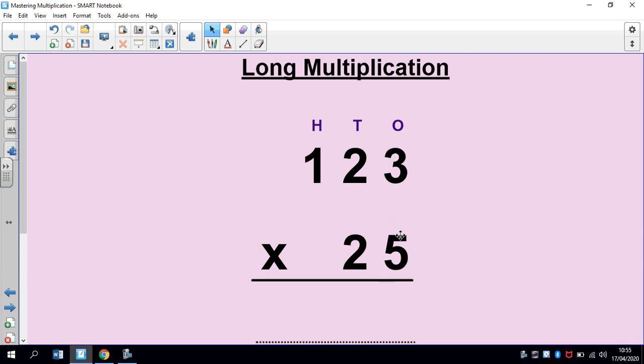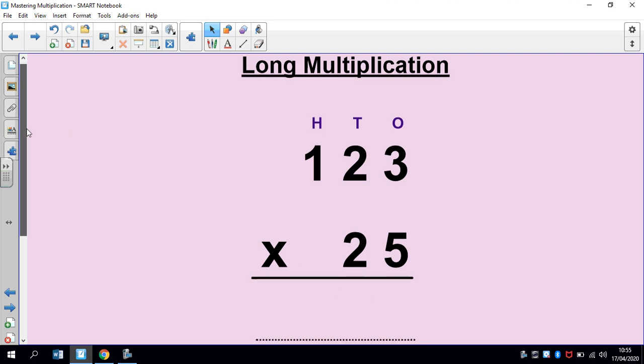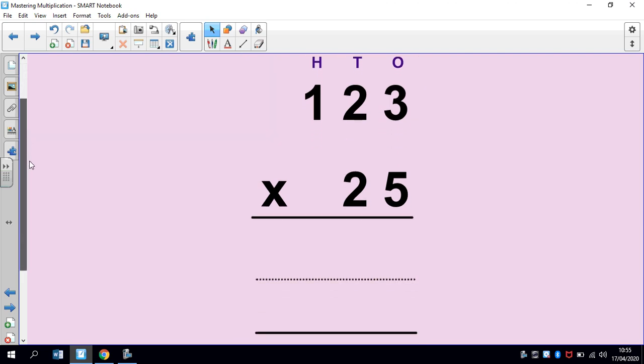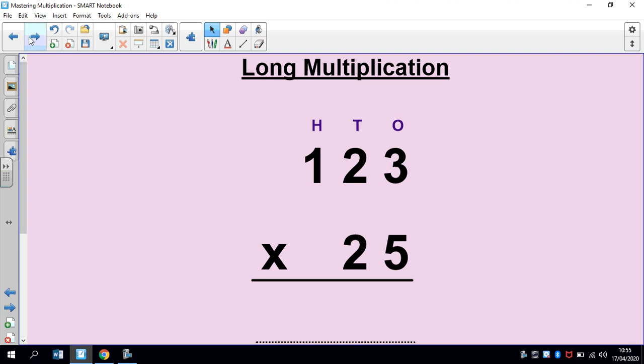So we've got our 3 and 5 in the ones column, and we've got our 2 and 2 from 123 and 25 in the tens column, and then just the 1 in the hundreds column, because we're only multiplying 123 by 25. And what I've done here is added an extra line, but you'll see why soon, have no fear.